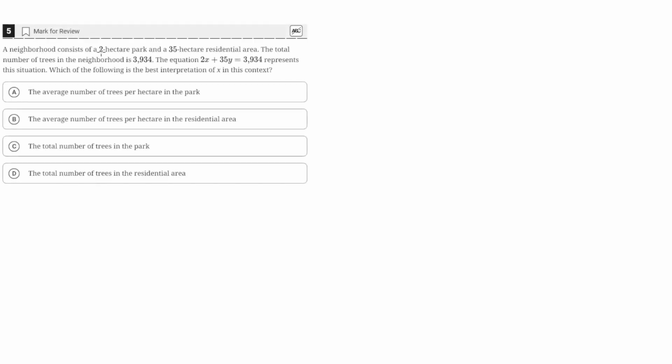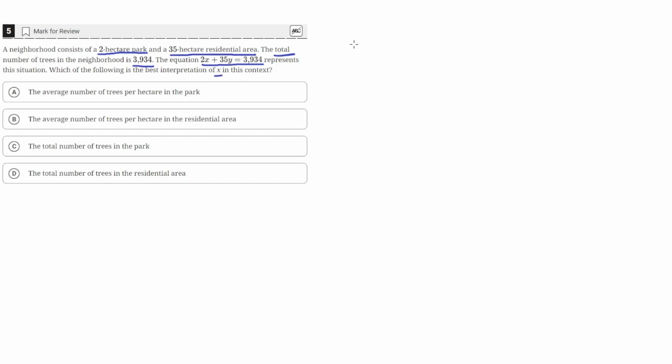A neighborhood consists of a 2-hectare park and a 35-hectare residential area. The total number of trees in the neighborhood is 3,934. The equation 2x plus 35y equals 3,934 represents this situation. Which of the following is the best interpretation of x in this context?